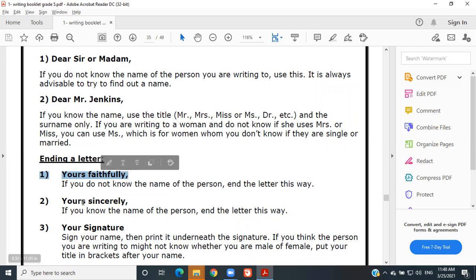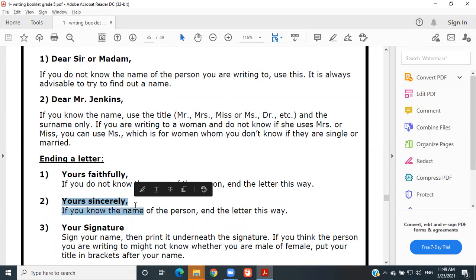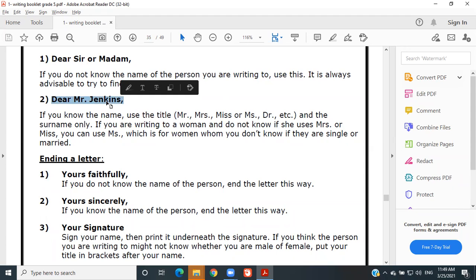Which one do I use here? Yours sincerely. If you know the name of the person, end the letter this way. Very good. So if we know the name, we write Dear Mr. Mustafa, for example, and at the end, we write yours sincerely, then your name. Got it?